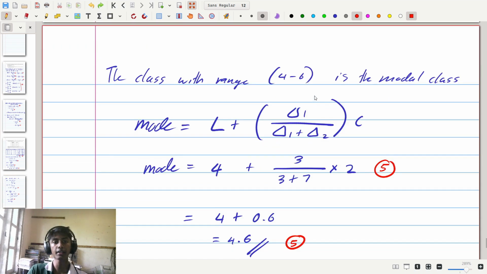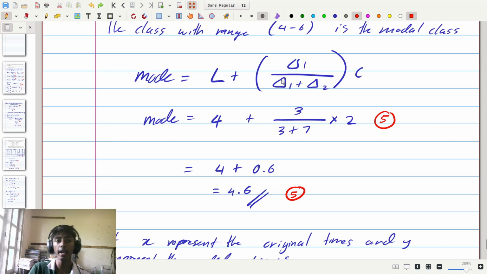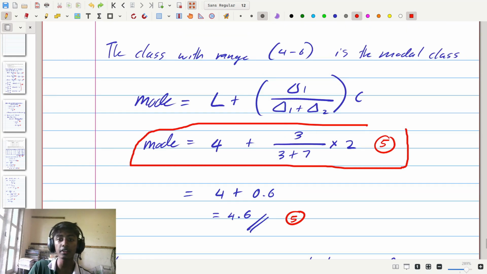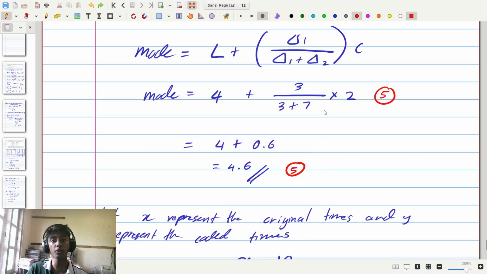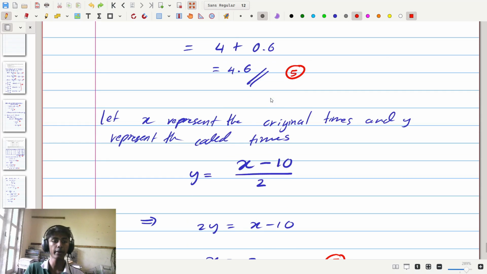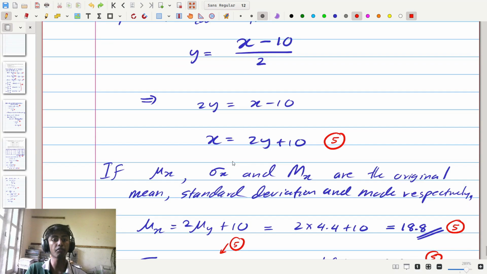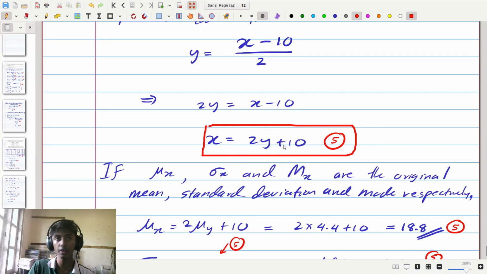Now after that, when you then try to find the mode and you substitute into the formula here like so, for substituting the correct values like this, you get 5 marks. And then after that, when you go down and find the final answer of 4.6, you get another 5 marks. Now after that, when you decode the whole thing, for writing the original coding and finding the decoding equation like so, x equals 2y plus 10, you get 5 marks.